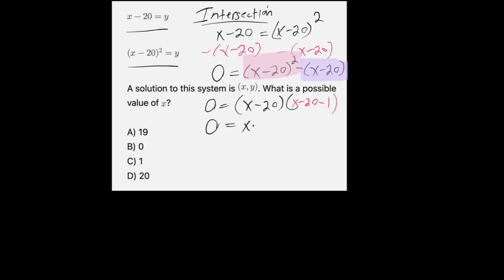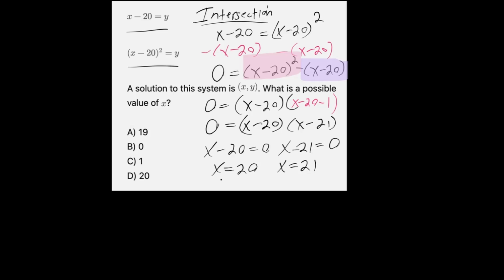Here we have x minus 20 and x minus 21. Once again, the zero product rule is the idea that these two things are multiplying out to give you 0, and that could only have happened if one of them was actually 0. So we'll set each one equal to 0. X minus 20 equals 0. X minus 21 equals 0, and you get your two answers. You get 20 here and 21 there. So, of course, the answer that's available to us is 20, which is D.